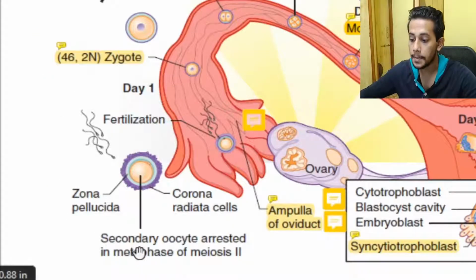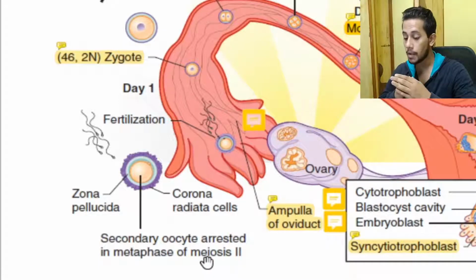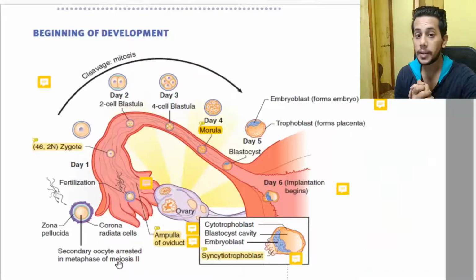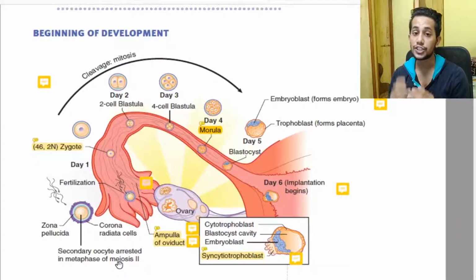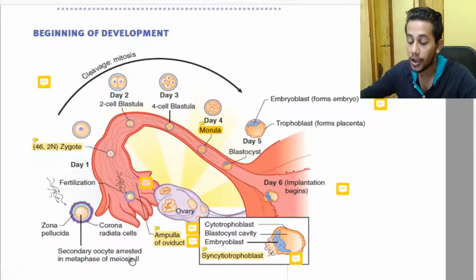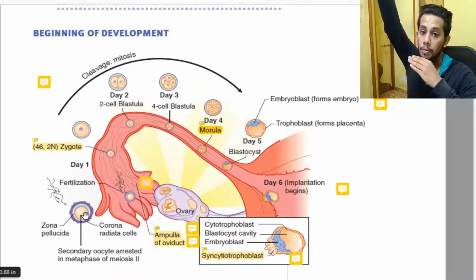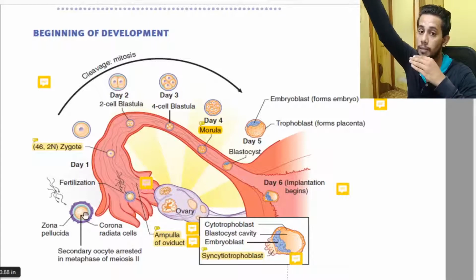Secondary oocyte arrested in metaphase of meiosis 2. We already discussed meiosis 1 and meiosis 2 in the previous chapter. As I explained in the chapter before this, meiosis 2 in females only occurs when an egg is fertilized by the sperm. So when fertilization occurs, that is when meiosis 2 happens. As you can read here, the secondary oocyte is arrested in metaphase of meiosis 2, and when the sperm makes its way through, that is when meiosis 2 will start and end in a female, and after that we are back to mitosis like I explained in the chapter above.